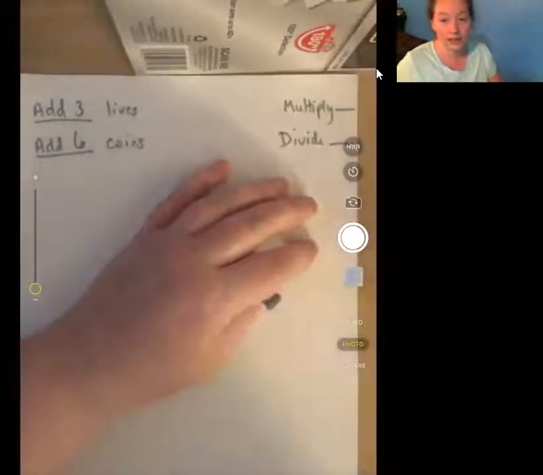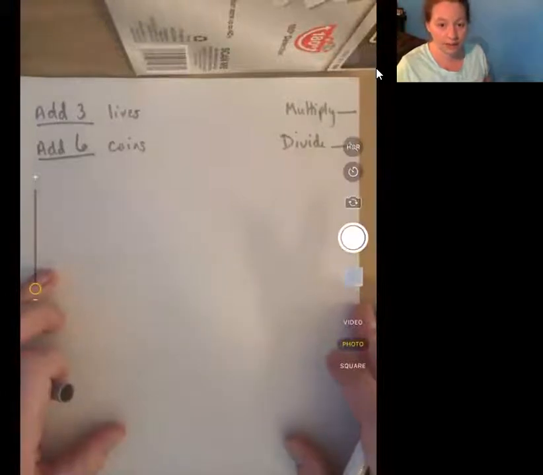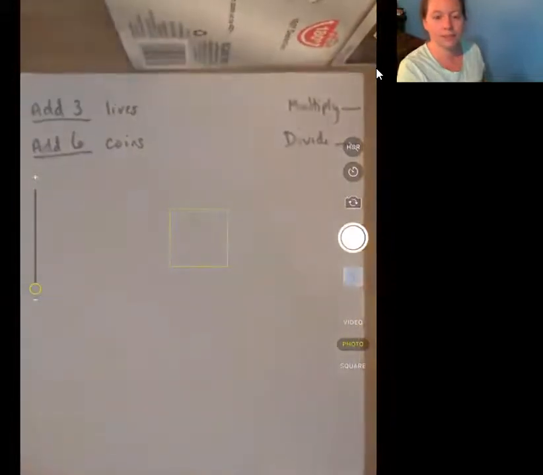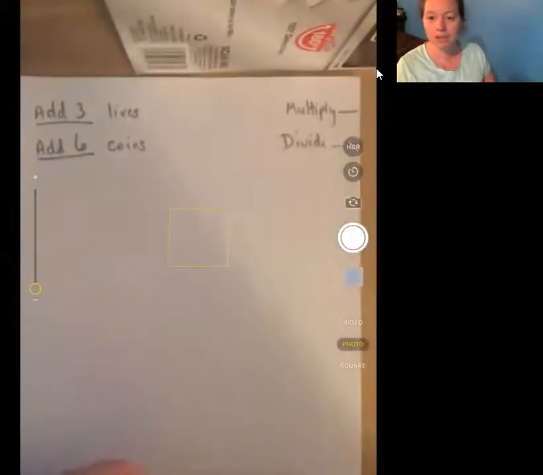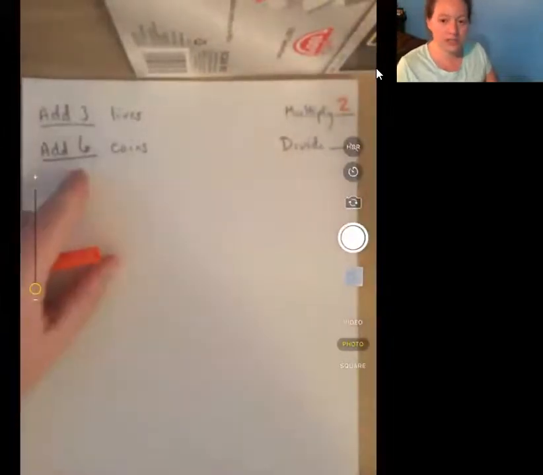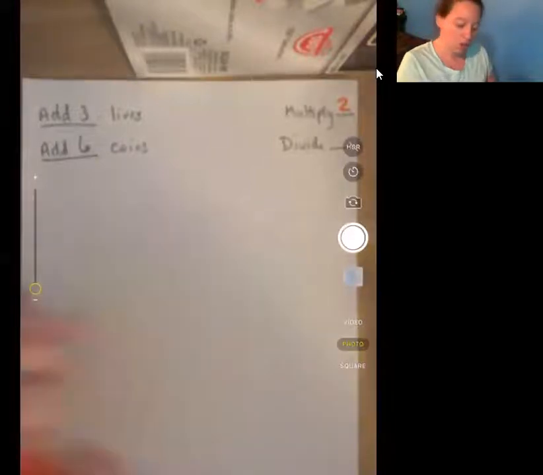So I can look at these two. I can either multiply or I can divide. Because the 6 is larger than the 3, I would multiply the top to get to the bottom. What do I do to the 3 to make it a 6? I multiply by 2. What do I do to the 6 to make it a 3? I divide by 2.